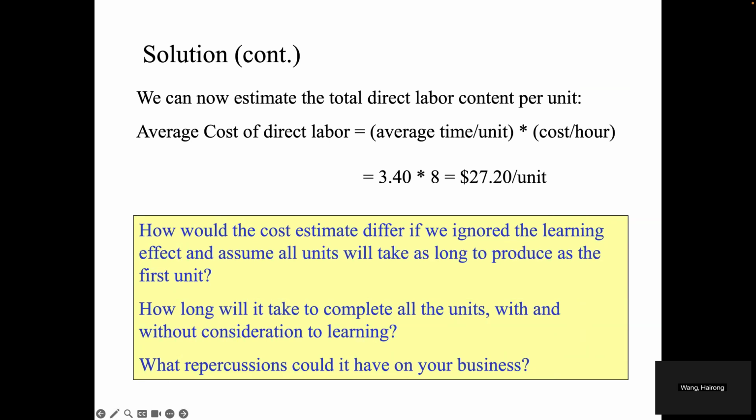Okay, so from this question, we also know how the learning effect will impact real applications and how important it is that we consider the learning effect. Okay, then that's all for this chapter on capacity planning.